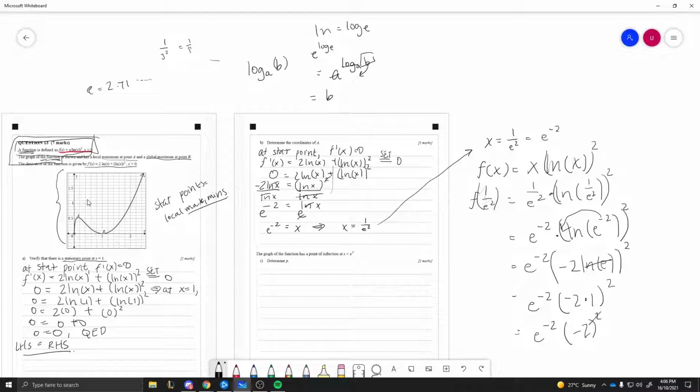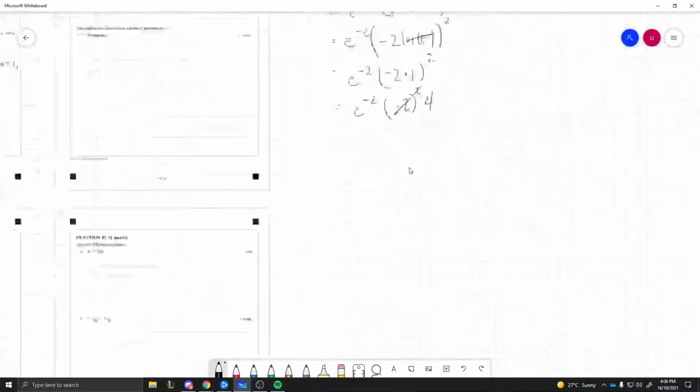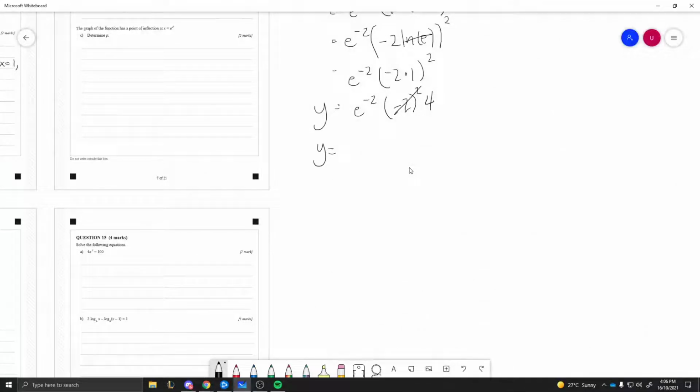Negative 2 squared is equal to 4, so let's just put 4 there. So the coordinates of a, so this is the y, right? Because this is when you do f of x, so y equals 4e to the negative 2. So that means the coordinates will be the x, which was e to the negative 2, and then 4e to the negative 2. They are the coordinates of a.